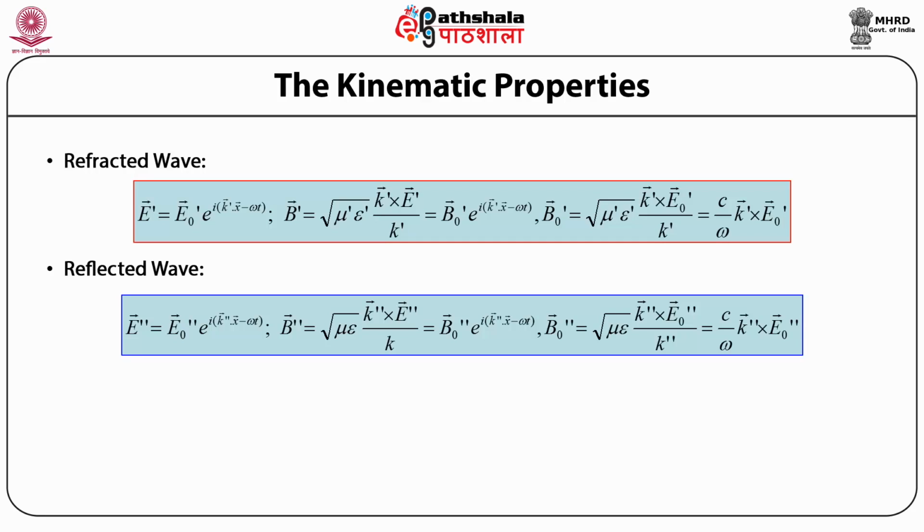And now rewriting the equation for the wave number k double prime, we can get the final answer as equal to c by omega times the wave vector k double prime cross the electric field amplitude E naught double prime.